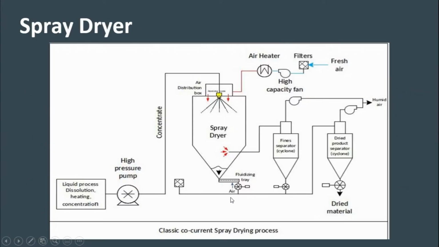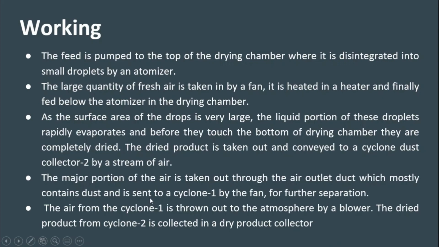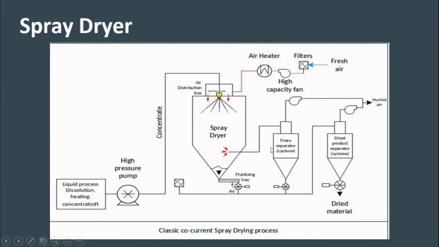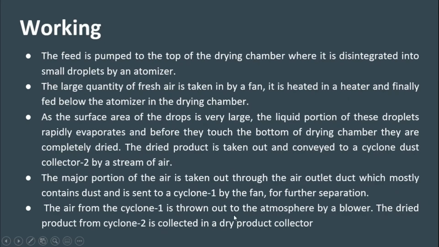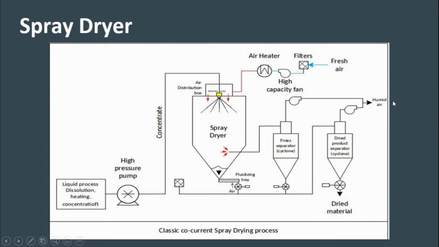This dried product is directly transferred to cyclone separator 2, and the major portion of air is taken out through the air outlet duct, which mostly contains the dust and is sent to cyclone 1 by a fan. Now, the air from cyclone 1 is thrown out to the atmosphere and the dried product is obtained from cyclone separator 2.